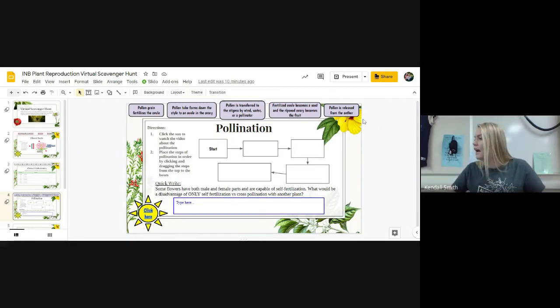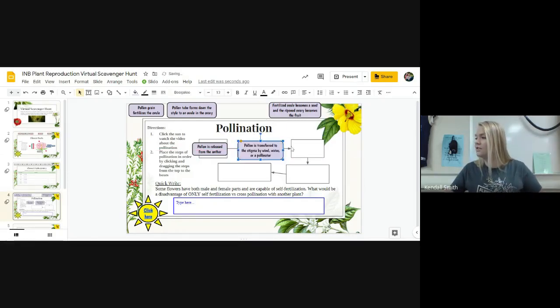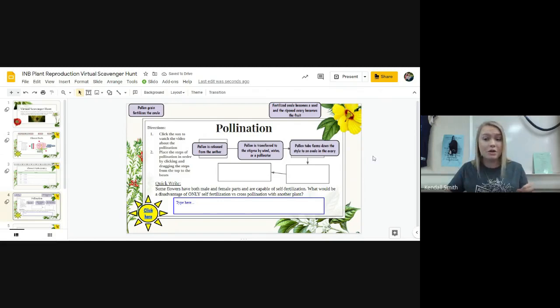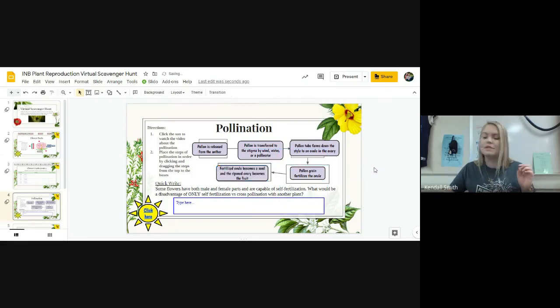Okay, so here we have pollen is released from the anther. That is the first step. Once it's released from the anther, it needs to stick to the stigma. Okay, so pollen is transferred to the stigma by wind, water, or a pollinator. Okay. Then the pollen tube forms down the style to the ovary. So to get that male gamete, that pollen grain, down to the female gametes in the ovary, we'll just go over all this one together. Okay. And then the pollen grain fertilizes the ovule, the eggs in the ovary. And then the fertilized ovule becomes a seed, and the ripened ovary becomes the fruit.